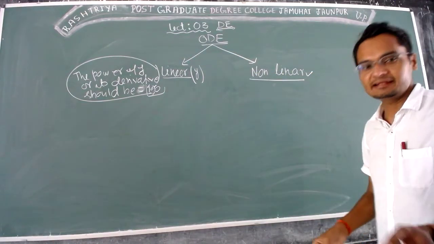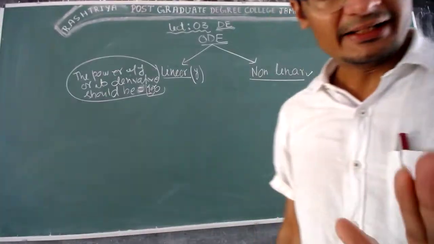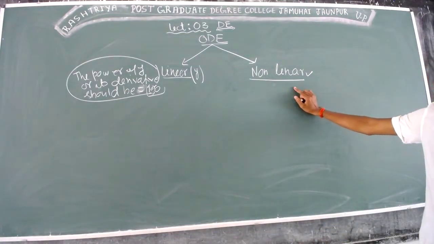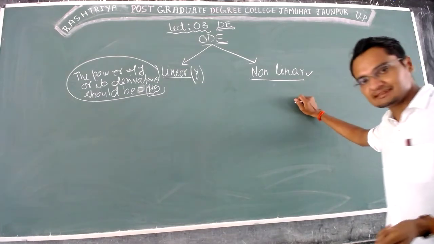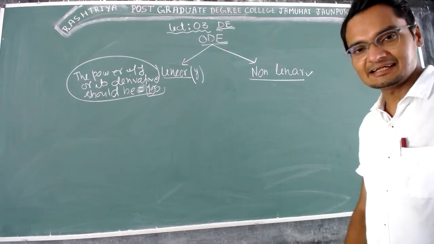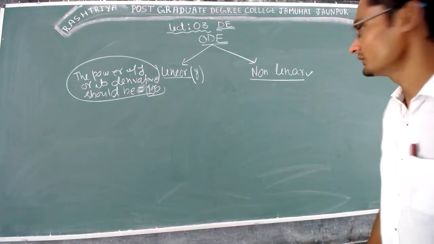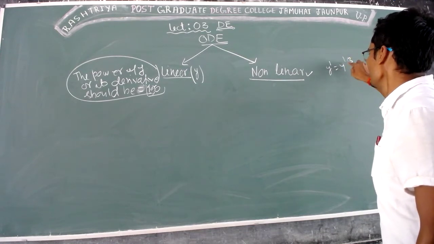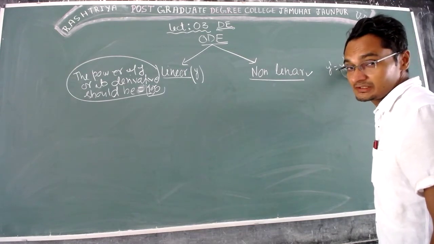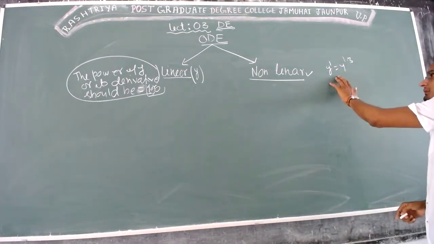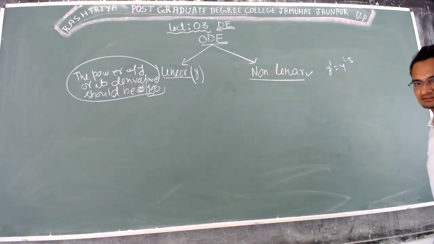Meaning, if at least one of y or y dash has a power that is not 0 and not 1, such as 2, 3, 4, 5, 6 or negative 1 over y, these are non-linear differential equations. For example, y dash is equal to y to the power 1 by 3. One third is not 1 and not 0, so this is a non-linear differential equation in y.